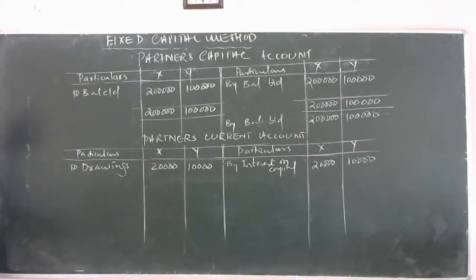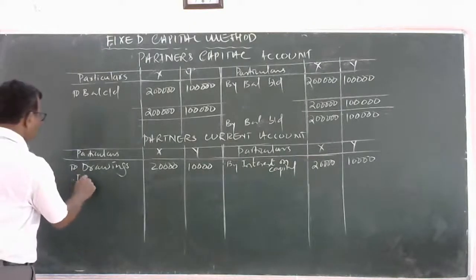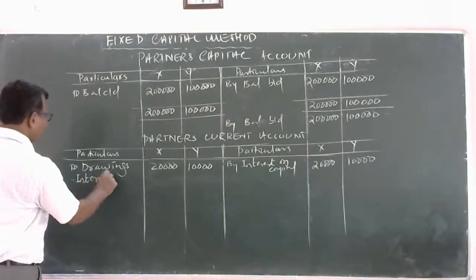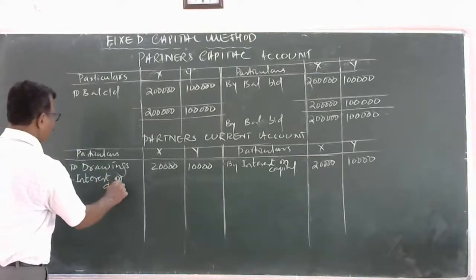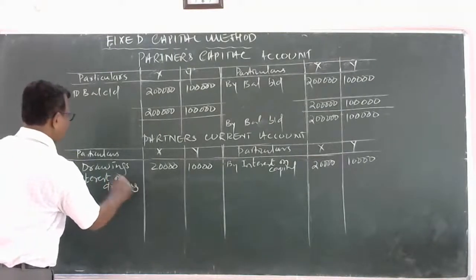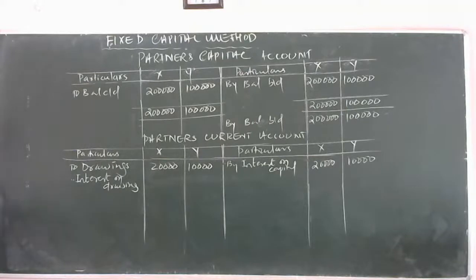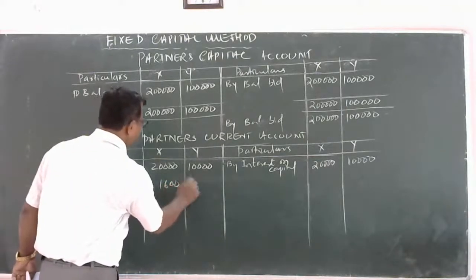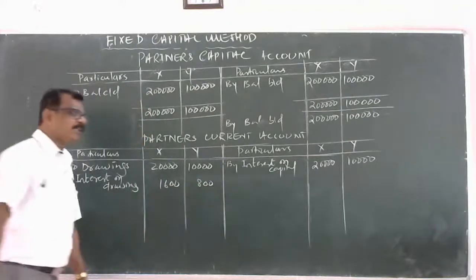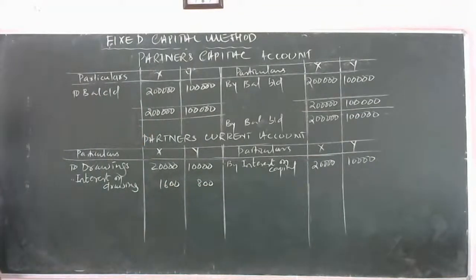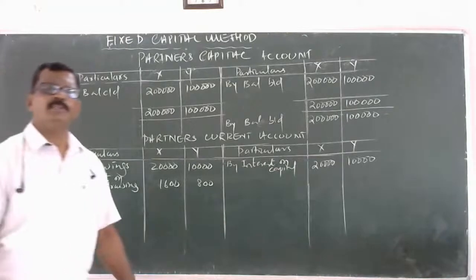Interest on drawing, if there is any, is debited. So interest on drawing is also given: interest on drawing rupees 1,600 and 800. Interest on drawing is debited.